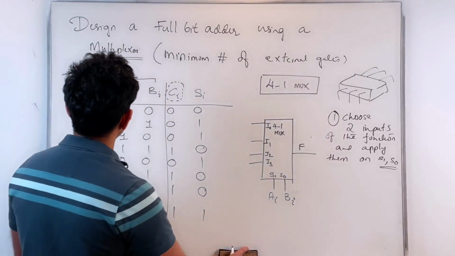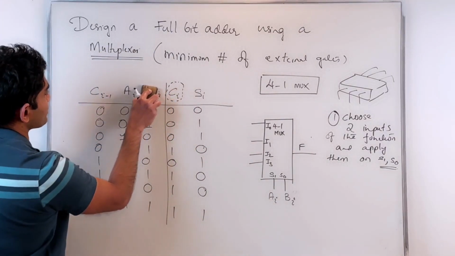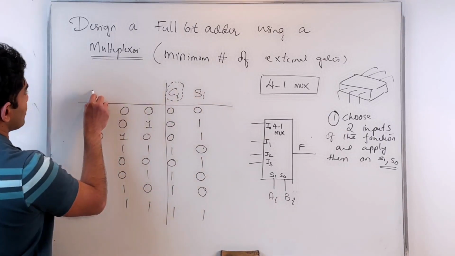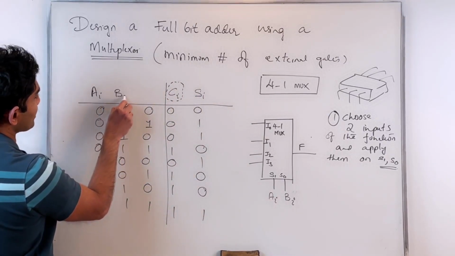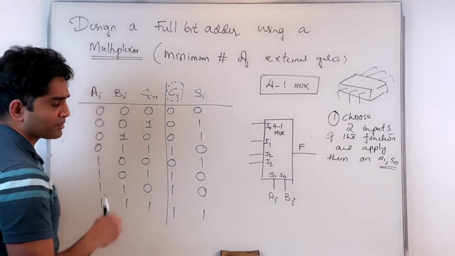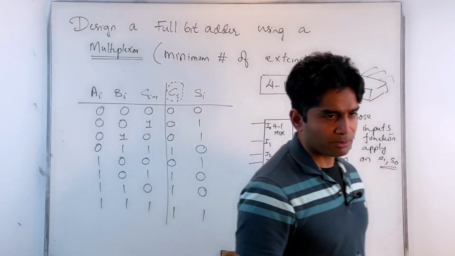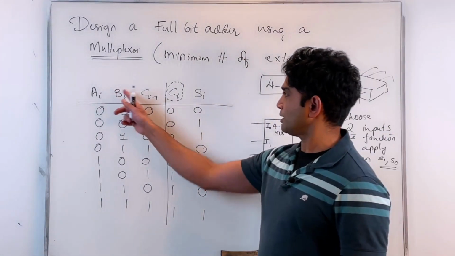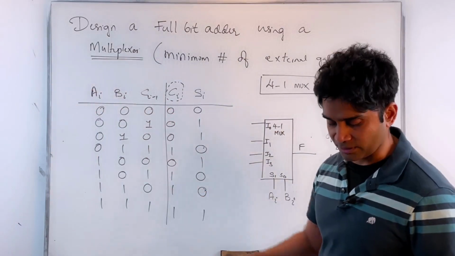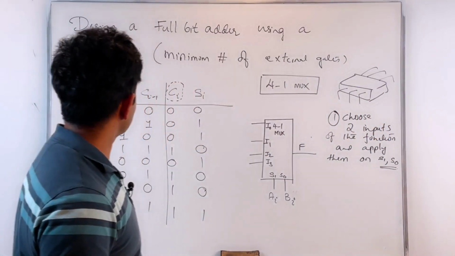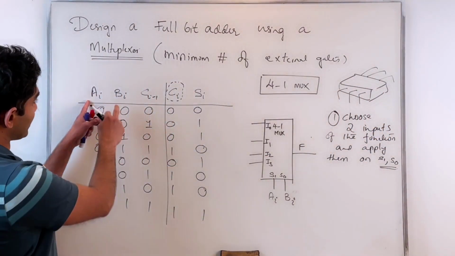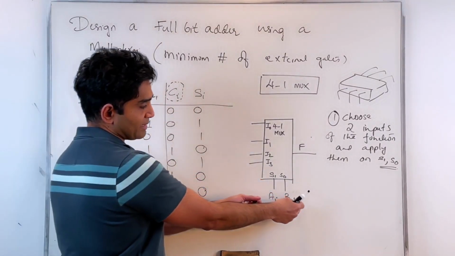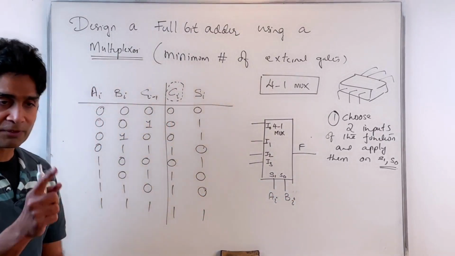Just to make it easy to see, I'll call this Ai, call this Bi, call this Ci minus 1. Nothing changes; the truth table, the Ci and Si, doesn't even change when I change these names. So that's still valid. So applying Ai and Bi, two of the inputs of the function, on my selector inputs is the first step I will do.